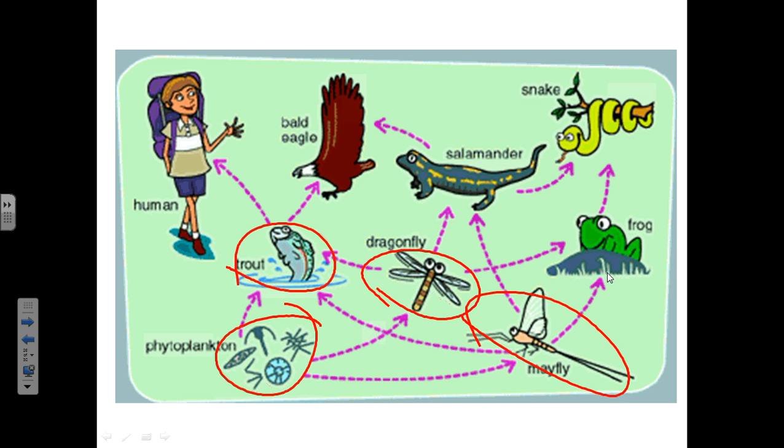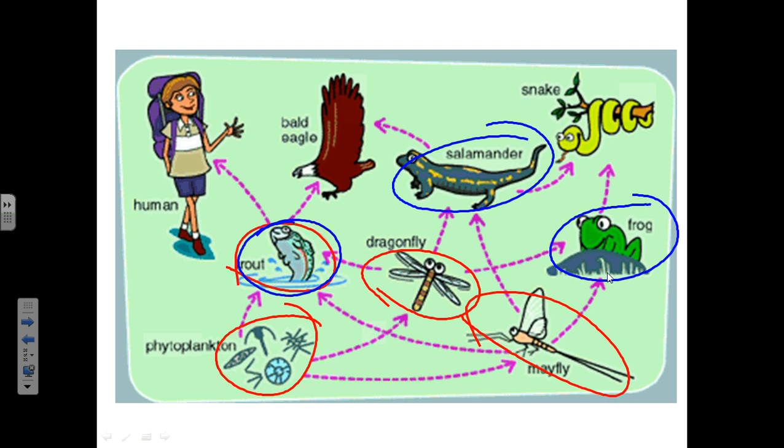Then we go a step ahead. Let's take the mayfly, for example. What eats the mayfly? The frog and the salamander and the trout. See this arrow? So if we think of it like a food chain, the mayfly or those things, the frog, the trout, and the salamander could be what we call secondary consumers because they're eating a primary consumer.